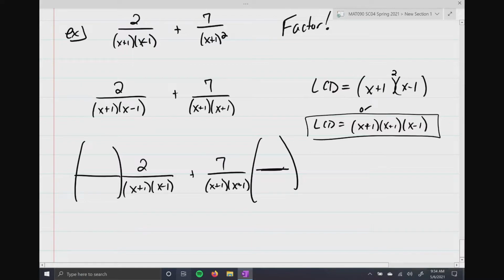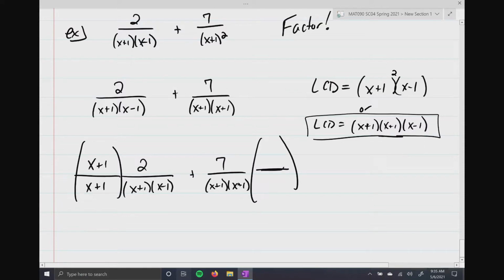So in that first rational expression, the 2 over x plus 1, x minus 1, this is where I come in and I do like the little check mark thing. In other words, I see an x plus 1 in the denominator of the first rational expression. So that means I have an x plus 1 in my LCD. Those two things match. I also have an x minus 1 and an x minus 1 in the LCD. I'm missing another x plus 1. So that's what I'm going to multiply this first rational expression by.